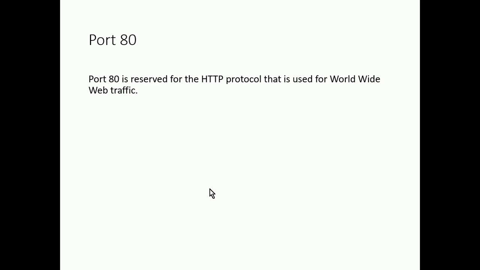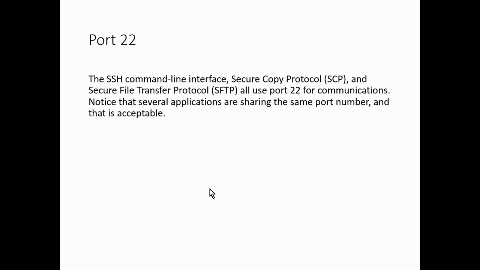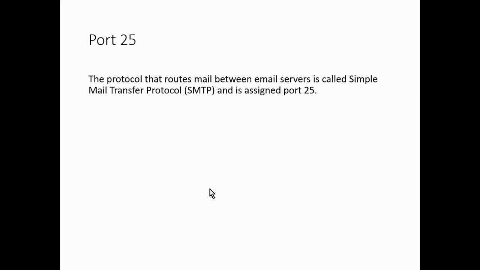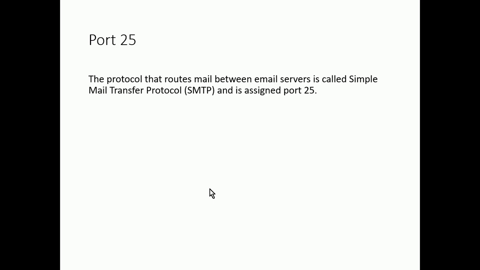I'm sure most of you are familiar with many of these ports, but port 80 is typically used for the World Wide Web or HTTP protocol. Port 21 is for FTP. Also, port 22 is used for SFTP and SSH or SCP. So if you want to securely connect to a server to copy files or to log into the console to run commands, you would use port 22 for that, for things like SSH.